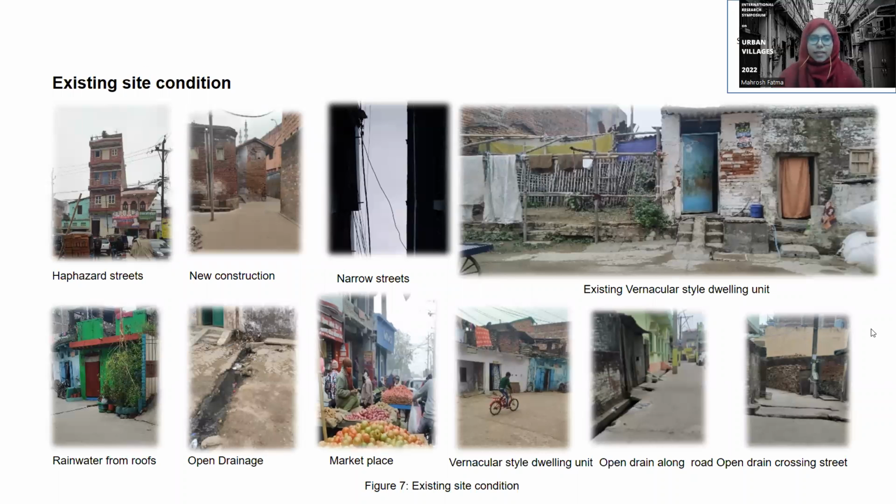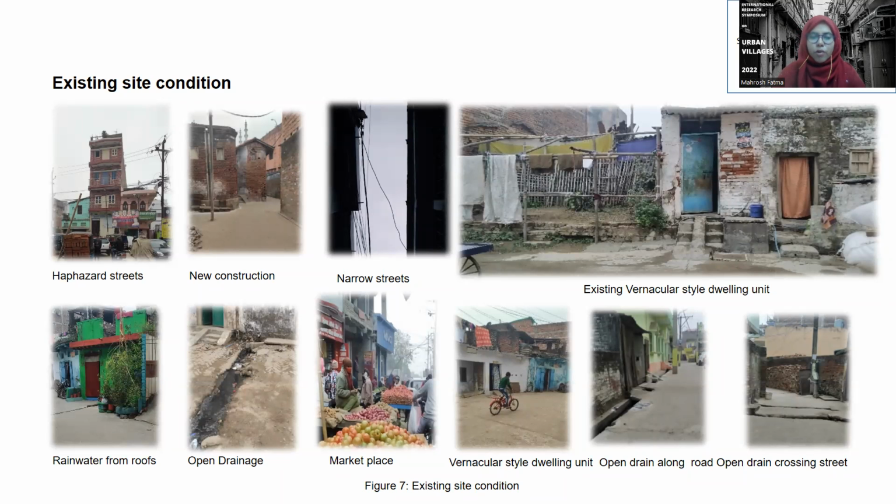Now the existing site conditions. Here we can see some of the images of the existing site near Fulwari Sharif. This is a single-story structure. This is a building, almost a G plus 3 story building, designed in a haphazard manner. Another image shows the new construction typology of the area. Then the next image shows the narrow streets. Then this shows the existing style of dwelling unit.